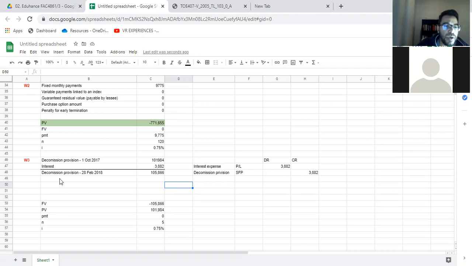Okay, so now we need to work out interest again. I shouldn't have done this. I actually want to change this. I'm going to jump straight ahead to 28 February 2019. So I'm going to change this.